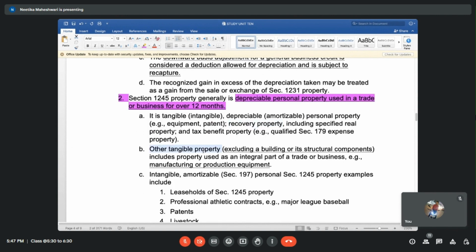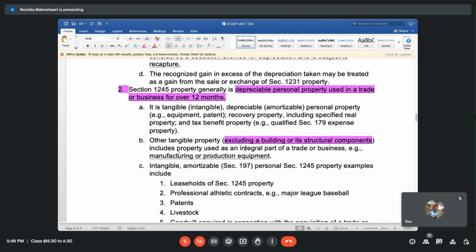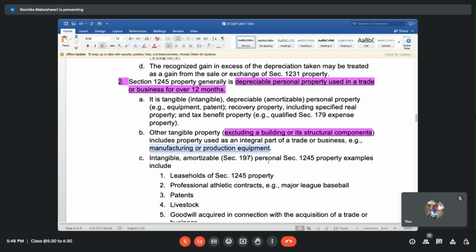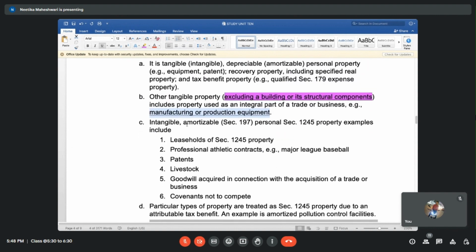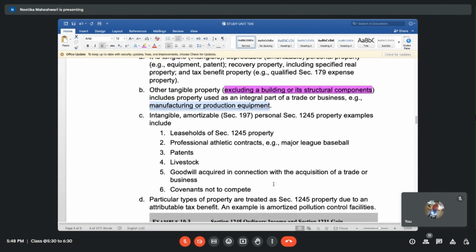Other tangible property, excluding a building or its structural components. So that is being excluded. That is being excluded from 1245. But any other equipment or some machine that has been put in to manufacture something or do some quality testing, it could be pretty much fixed to the ground. It could be practically not movable, but still it will not be considered in the category of building or structural components. Any intangible, amortizable, these are all examples of section 1245.